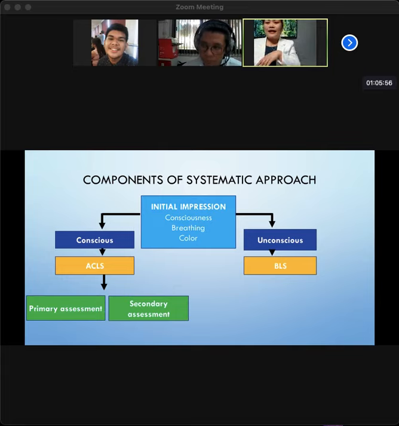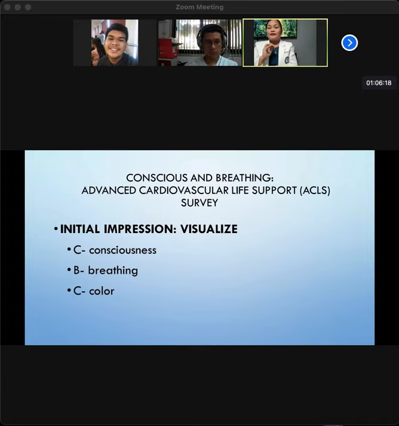Okay? Then, yun na nga. If the patient is conscious, ACLS. Unconscious, BLS. Okay. For ACLS, you do your primary assessment and then your secondary assessment. So, this is the systematic approach, ha? Okay. So, next is, this is the ACLS survey. Okay. You have to initially visualize the patient. Yun na nga, pinaliwanag ko. You have to check for the consciousness, the breathing, and the color of your patient.